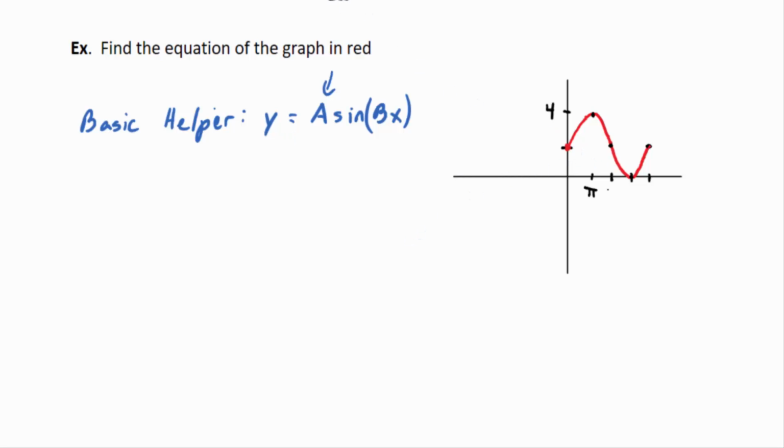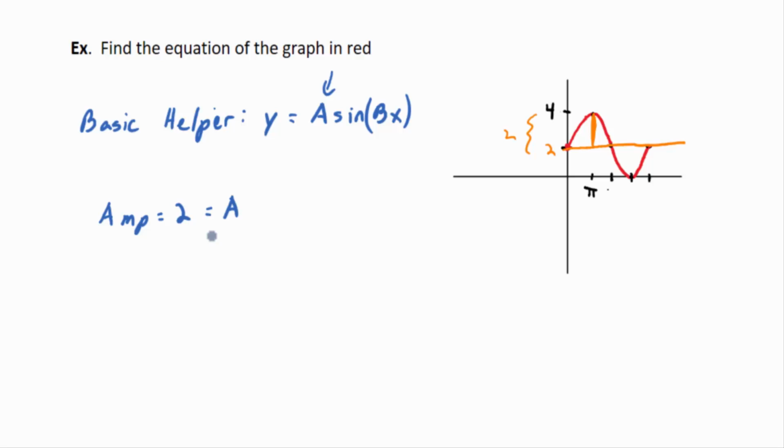So if you want to visually get it, you could split the graph in half like that. How high is that? It looks like this is 4, this must be 2, so this distance is 2, and so the amplitude must be 2. And in this case, the amplitude and a are going to be the same because the graph is not upside down. Does that make sense?